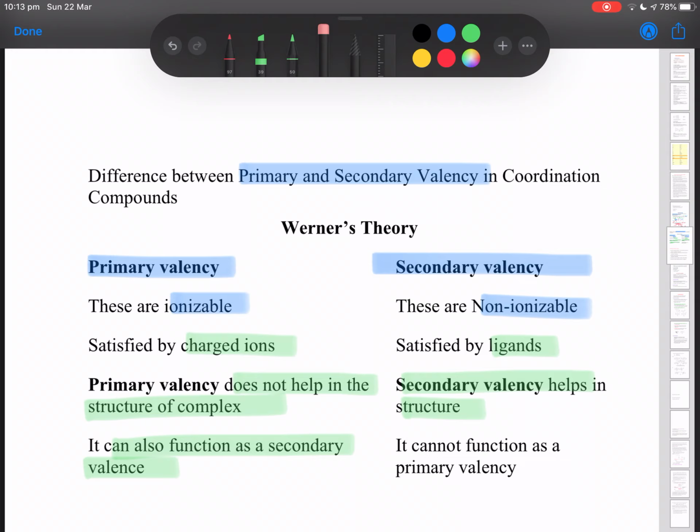That means the secondary valency at no point of time can act as a primary valency, because secondary valency, you should just keep in mind, is nothing but the ligands, right? And we made it very clear, ligands can never be dissociated away from the metals. They are closely bonded with the metals with coordinate bonds. Hence, secondary valency can never function as primary valency.